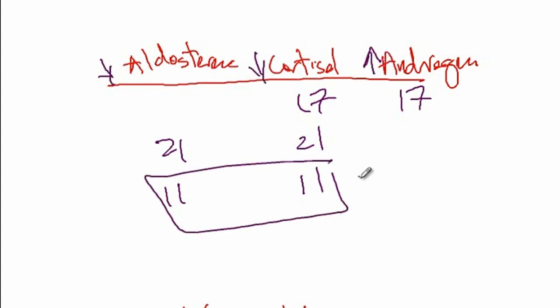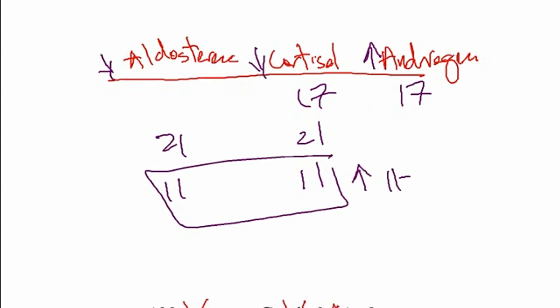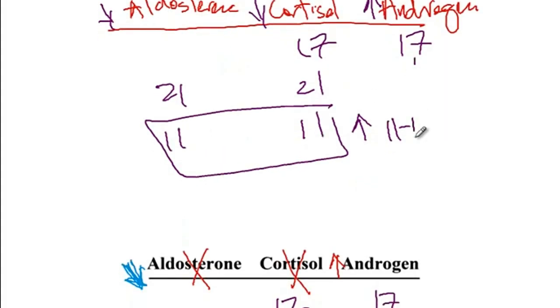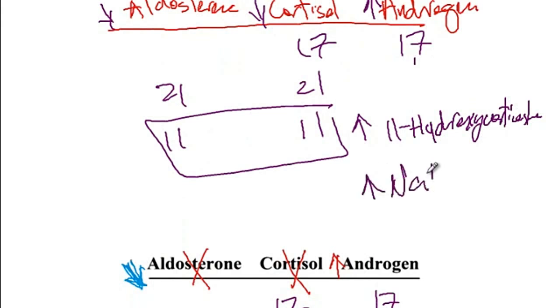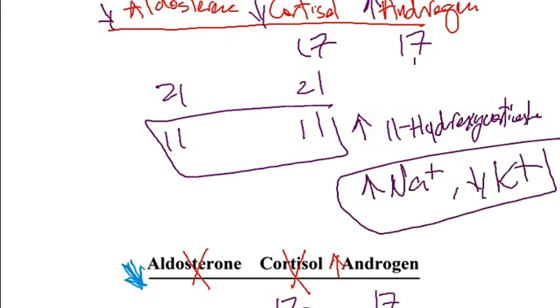But since there is excess production of the 11 deoxycorticosterone, there would be increased level of salt and decreased level of potassium. And that concludes our discussion.